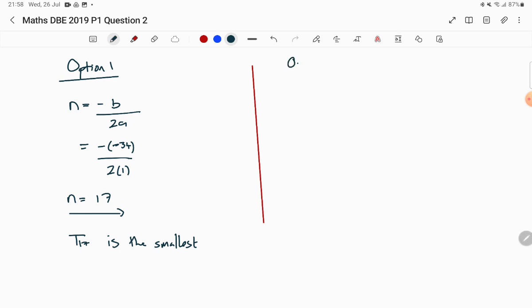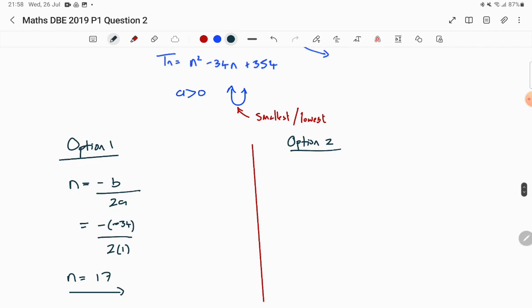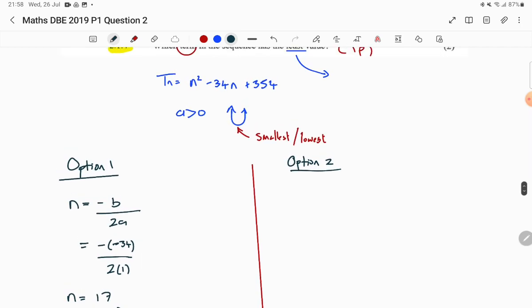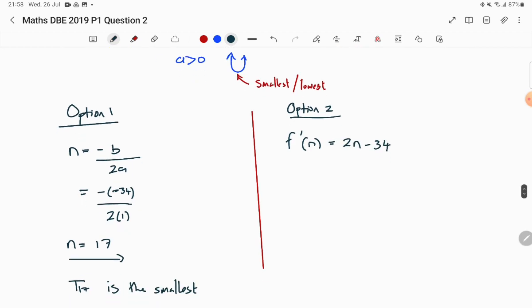And if we look at option 2, we should get the exact same value. And what we would do here is we would actually find the derivative of our Tn formula. So here, if that's n, we would find the derivative of Tn. And that should give us 2n minus 34. And since we want the turning point, we can equate this to 0. And therefore, we can say 2n minus 34 is equal to 0. Get that on one side, and therefore, n is equal to 17.